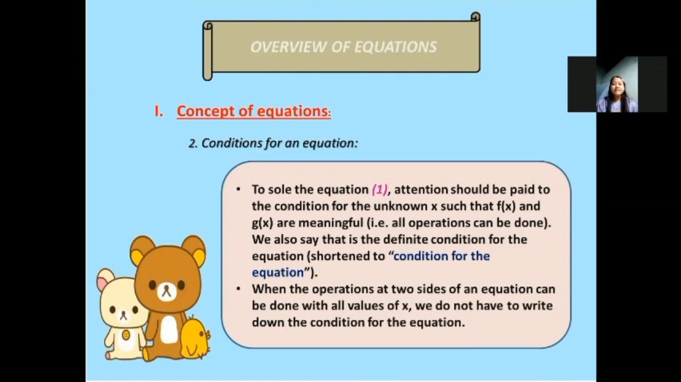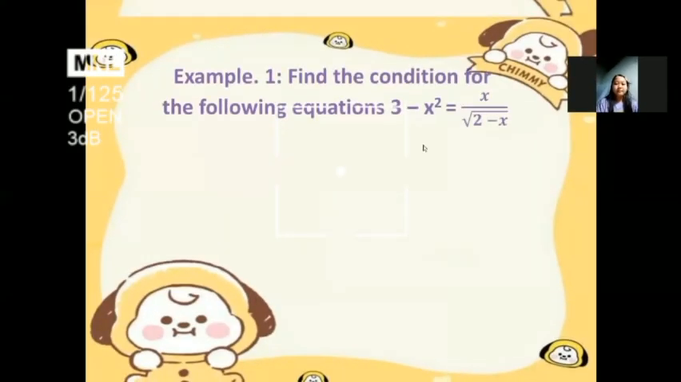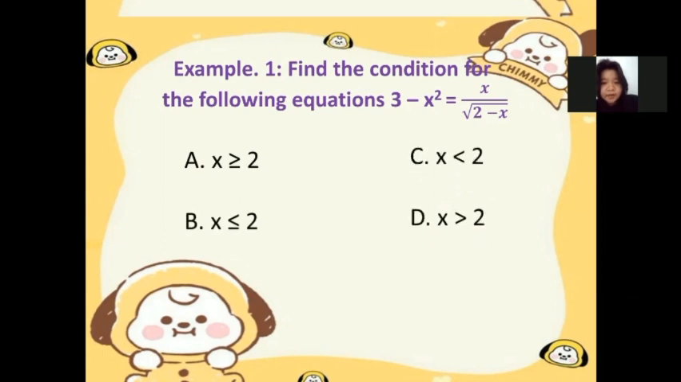Next, to better understand the above, we will do a few examples below. Example 1, find the condition for the following equation: 3 minus x squared equals x times the square root of 2 minus x. A, B, C, or D, which would you choose? Invite Yến Nhi. I choose C. That is the correct answer. Thank you.